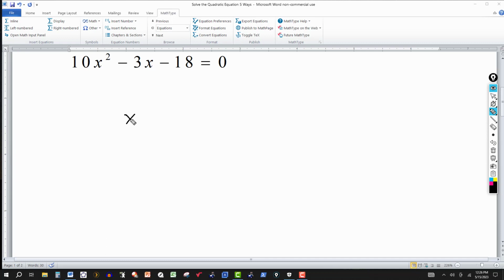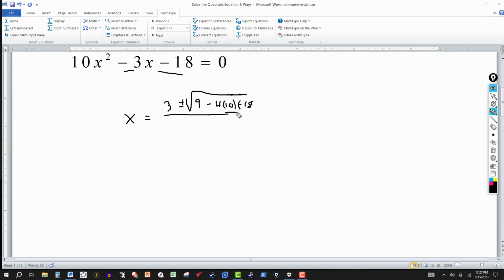So x for this one side is equal to minus b. So in our case, the b is negative 3. So minus that will give us a positive 3. This is plus or minus. Then we have the radical, square root of b squared, so that's a negative 3, quantity squared, so that's 9. Then it's minus 4AC. The A is 10. Just put a 10 there. And the C is negative 18.